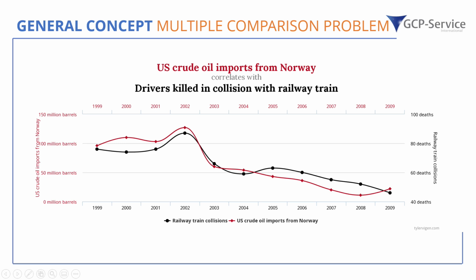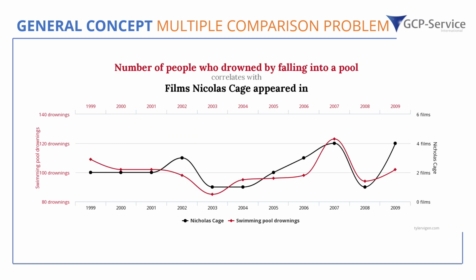And you see, this is a perfect correlation over the years, but nobody would say that this is really a causal relationship. The other example is that the number of people who drown by falling into a pool correlates very well with the films Nicolas Cage appeared in. But the correlation we observed here is just an observation.